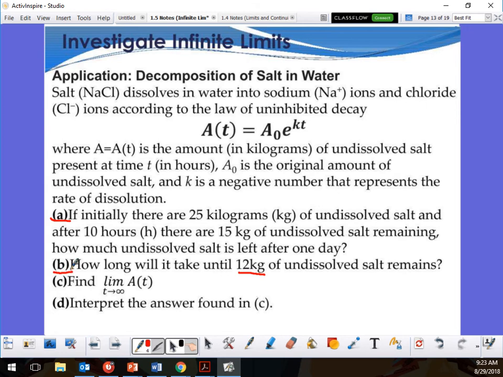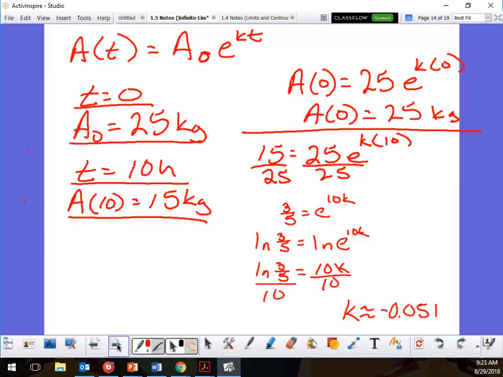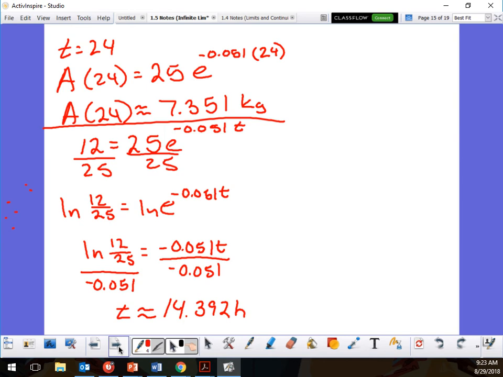Okay, that one's done. Find the limit as t approaches infinity of a of t. Okay, look at the values that I have already. So at 10 hours I have 15, right? So I start off at 25, 10 hours I have 15. At 14 hours I have 12. At 24 hours I have 7.